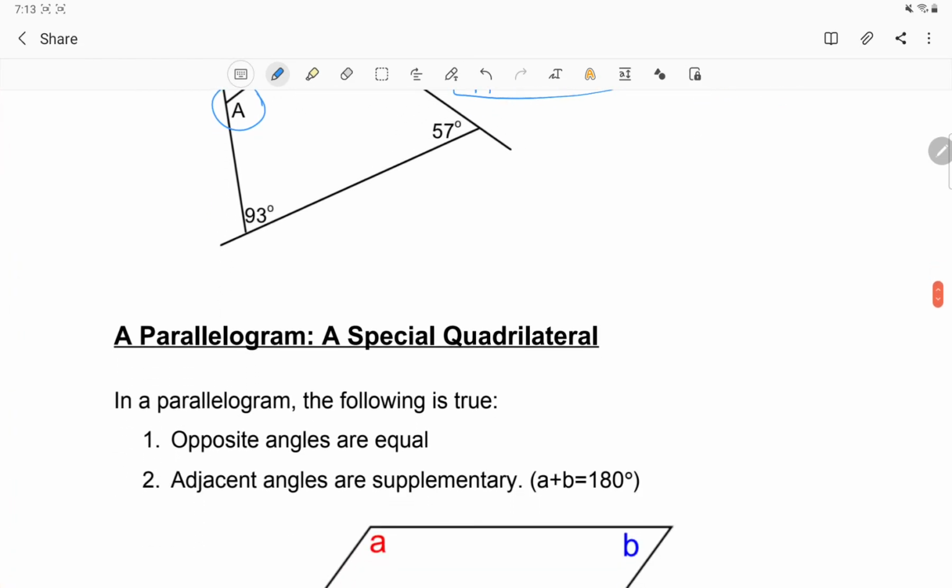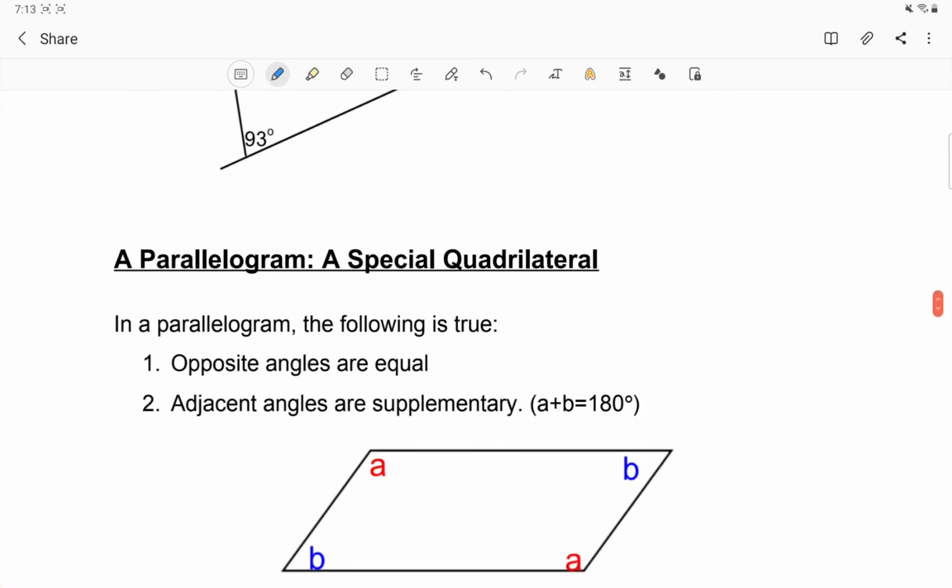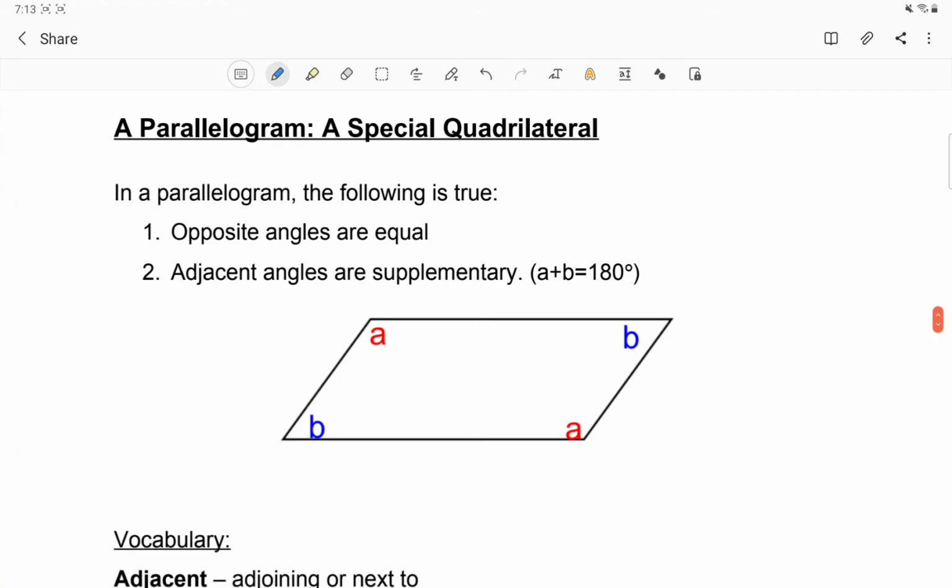Now a special type of quadrilateral is called the parallelogram. So in this shape, we have additional things that we know. Again, in a parallelogram, there are two sets of parallel lines. This right here is parallel to this line, and this line to this opposite line right there.